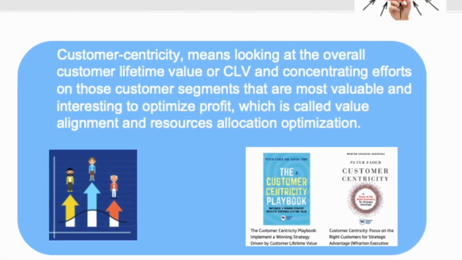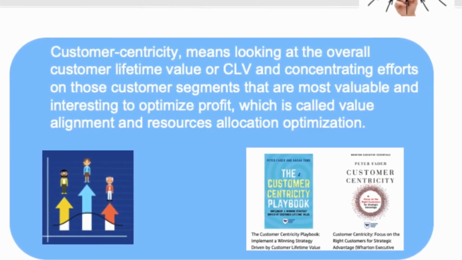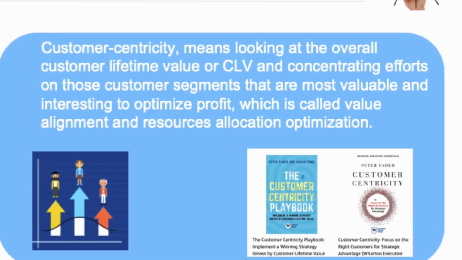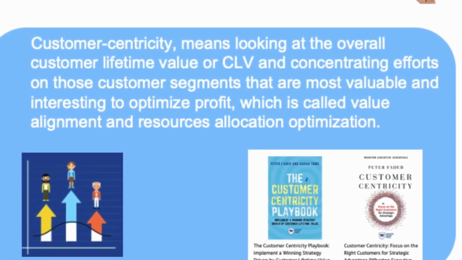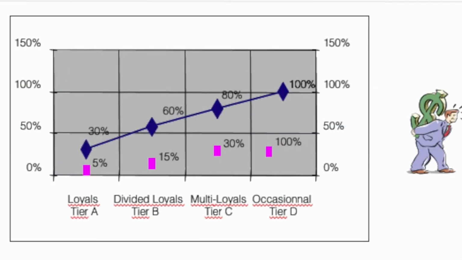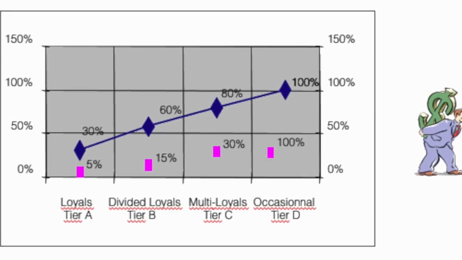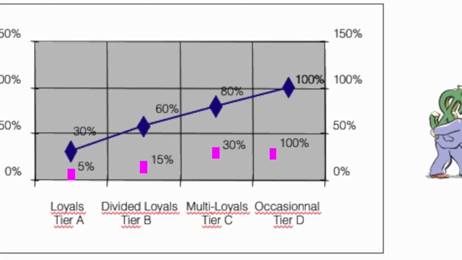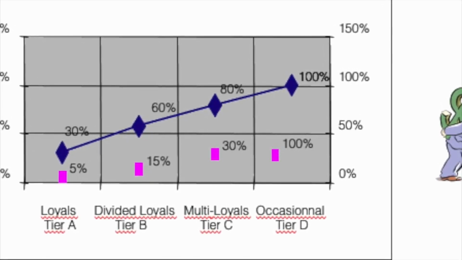Customer centricity simply means looking at the overall customer lifetime value, or CLV, and concentrating the efforts on those customer segments that are most valuable and interesting to the firm to optimize profit, which is called value alignment and resource allocation optimization. It is important to focus only on a limited number of customers, for example, the 15 to 20% of best customers generating 80% of the profitability or the revenues. But not all customers are equal, some are better.